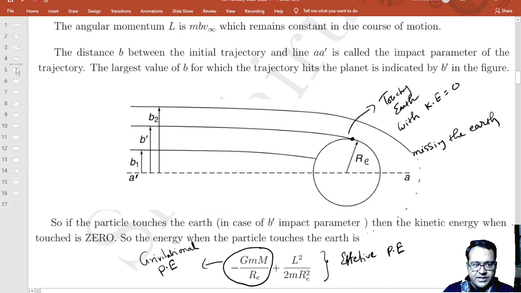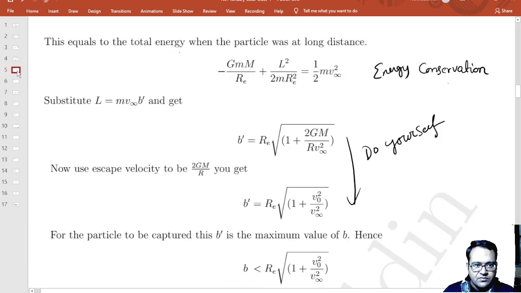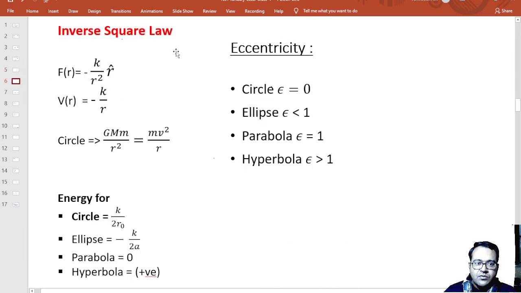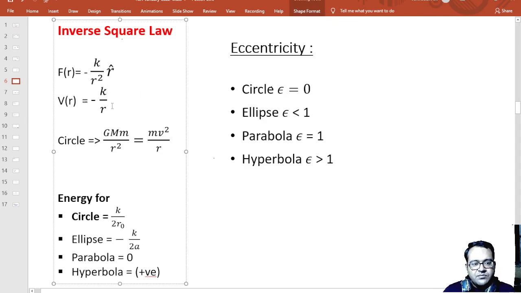So we will have applications of this type of problem later also, but first we go to a special force, that is the inverse square law. So what is the inverse square law? Inverse square law is the common law that gravity and Coulomb's law both follow, where force varies as 1 by r square. Attractive inverse square law, not repulsive. So that is why the minus, the potential energy is also minus k by r.